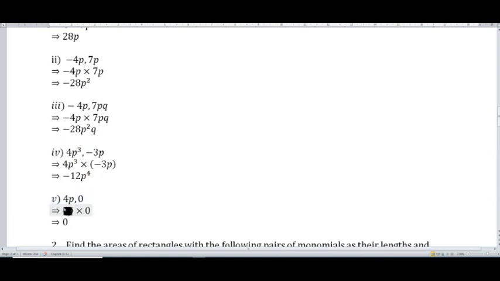And number 5, 4p into 0. Any number, if you multiply it with 0, the answer will always be 0.